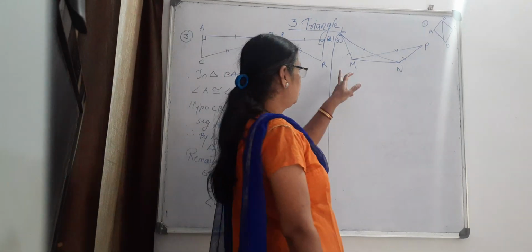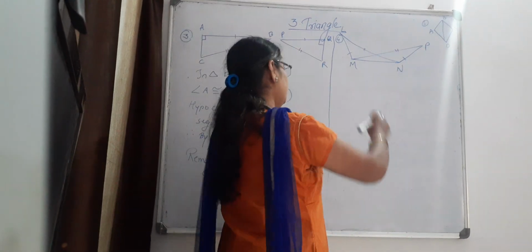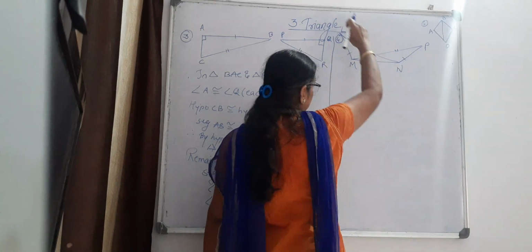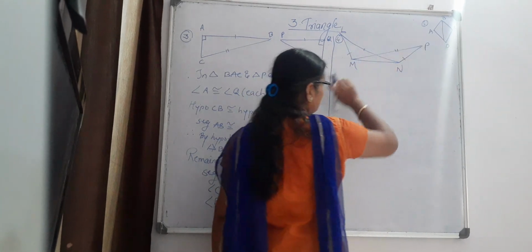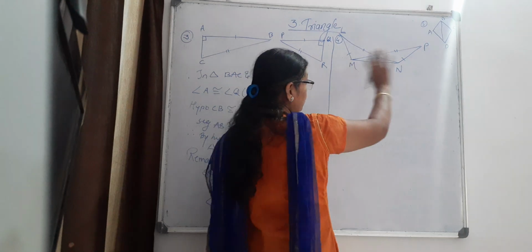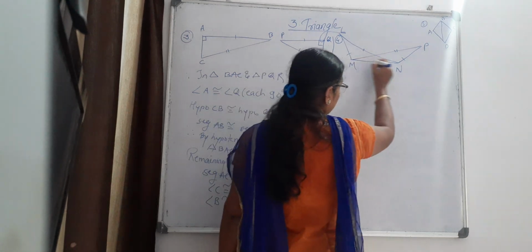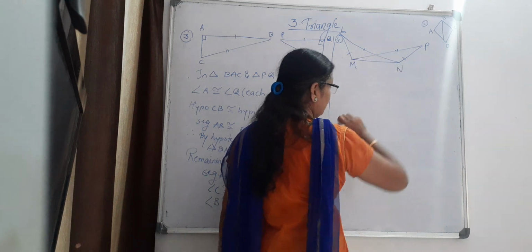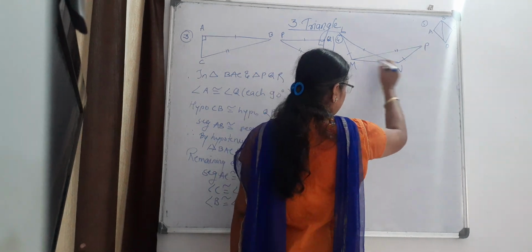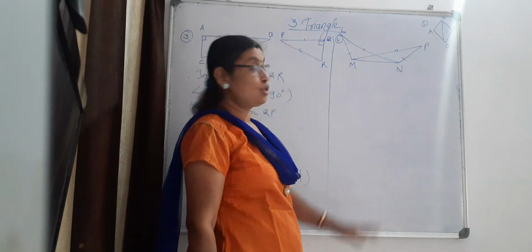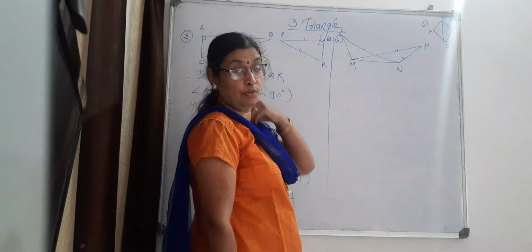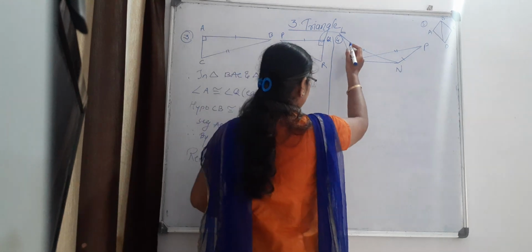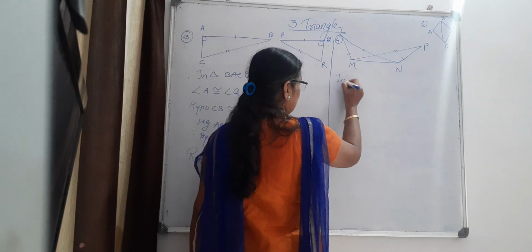Now see the fourth. In the fourth also what is given? Here LM is congruent to PN, LN is congruent to PM. No angle is given. And what is common for both LMN and PMN? What is common? MN. So all the three sides are given. Therefore, which test is applicable? SSS test.